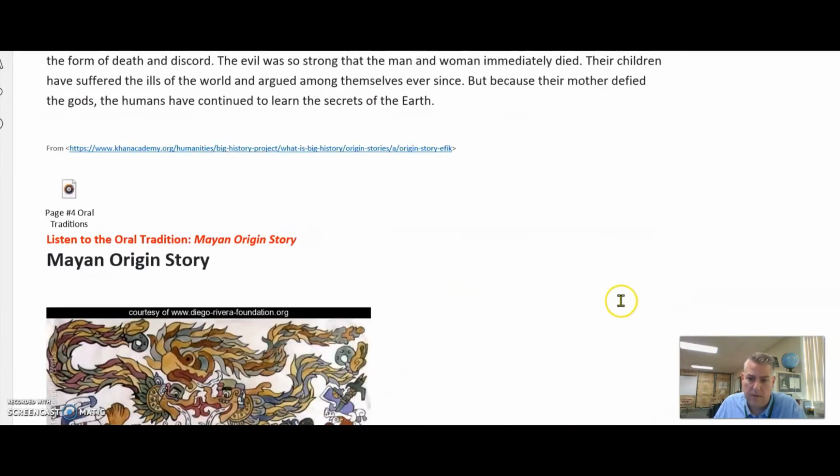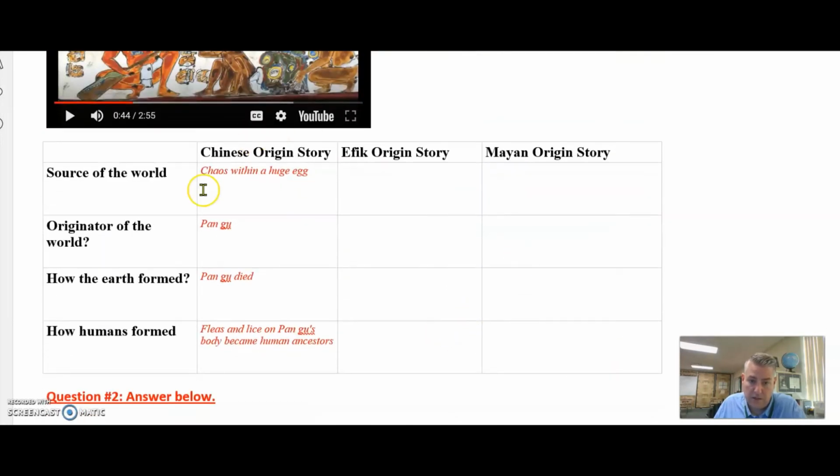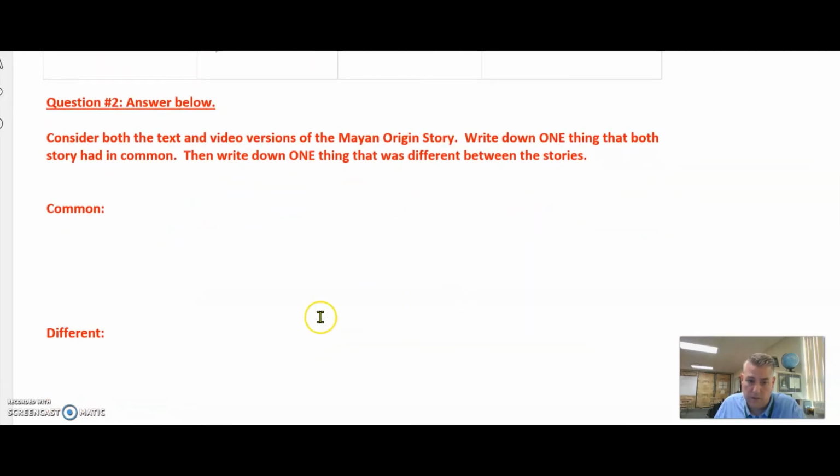So scrolling down real quick, this is where you'll find it. You're going to fill in this chart. The Chinese origin story was given to you already as an example. You'll fill in the chart for the Asante and the Mayan. And then there are some questions below.